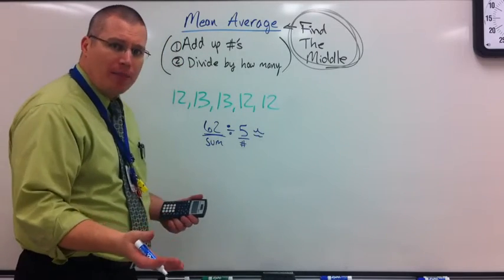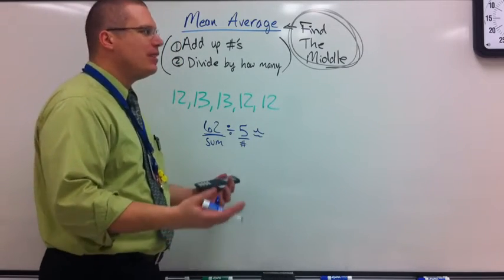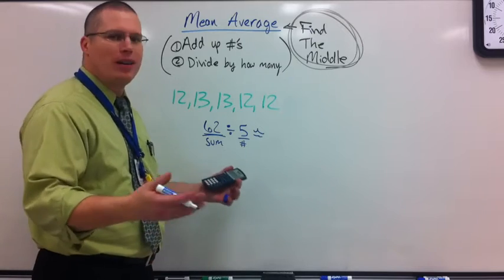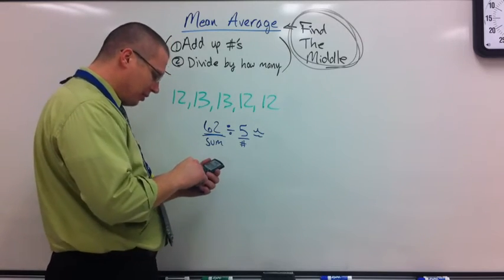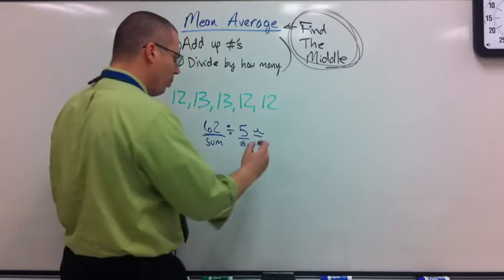Most times you don't get a whole number, so it's easy if we just pick a number to round to. Let's round to the nearest 10th. So I did take 62, divide by 5, and I get 12.4.